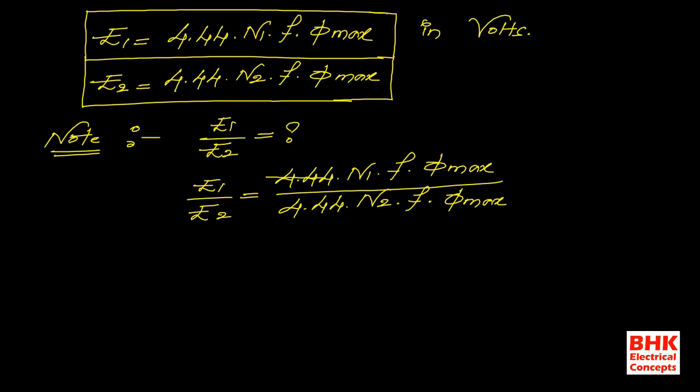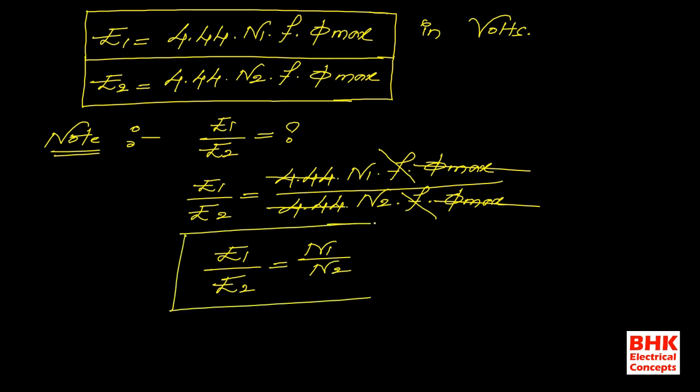Here 4.44 and 4.44 are common, so we cancel them, f and f get cancelled, and phi max and phi max get cancelled. Then the remaining terms are E1 divided by E2 is equal to N1 divided by N2. This is the transformation ratio of a transformer.